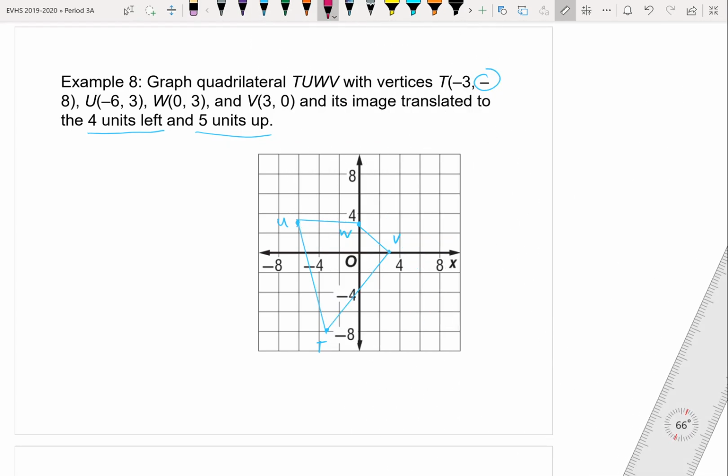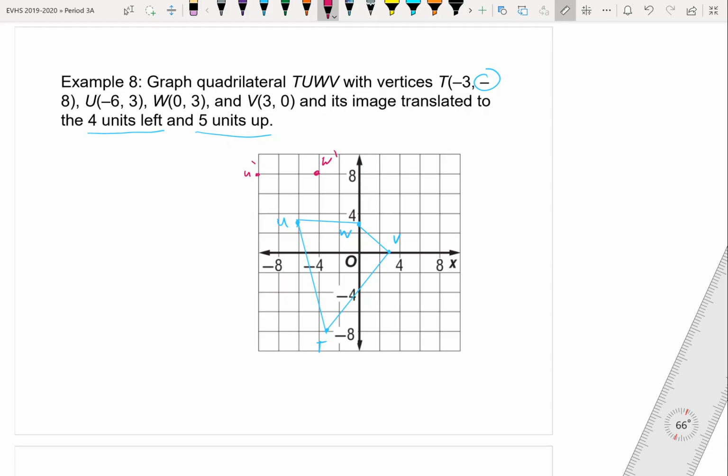Okay, now what we're going to do to shift this 4 units left and 5 units up, we're just going to count that on every single one. We're going to go left 4 and then up 1, 2, 3, 4, 5. There's W prime. Left 4, up 5. There's U prime.